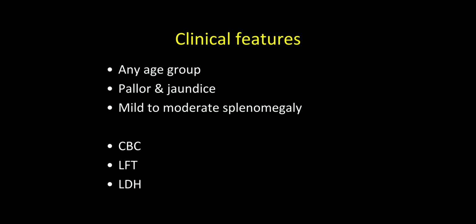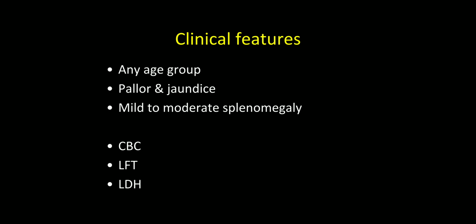What are the clinical features? In any hemolytic anemia, the patient will present with pallor and jaundice because the RBC is lysed. What is the end product of hemoglobin? The end product of heme is bilirubin. So the patient will have jaundice with mild to moderate splenomegaly because the RBCs are getting destroyed in the spleen. Now we will ask for a CBC, that is complete blood count, liver function test, LDH, etc. Liver function test is for bilirubin levels. CBC is to demonstrate anemia and hemolysis. LDH will be raised.